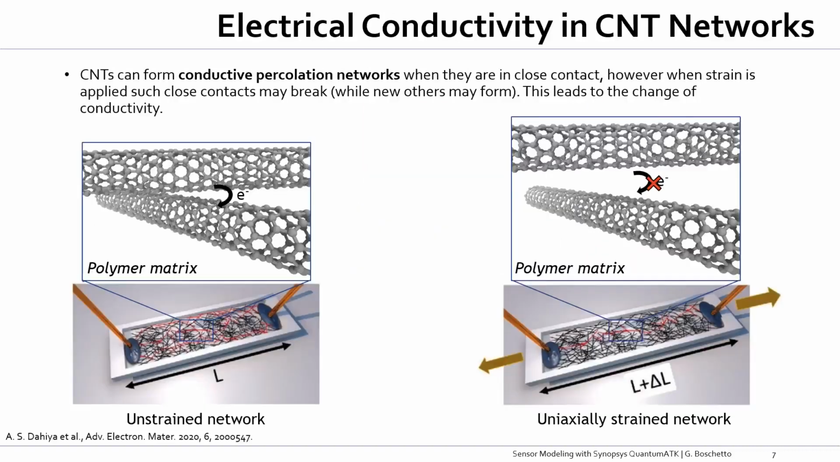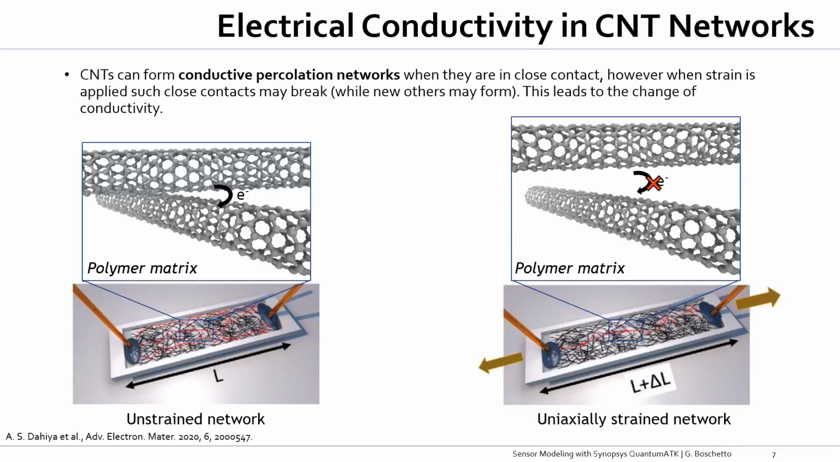The main theory behind the working mechanism of strain sensors based on carbon nanotubes is the percolation theory. Essentially, when we have carbon nanotubes in a disordered network, as in this case, they will form close contacts. These close contacts are conductive pathways in which charge can easily flow, which means high electrical conductivity. When we apply strain, as in the situation on the right, we break some of these contacts, and thus we hinder the mobility of electrons and lower the electrical conductivity.